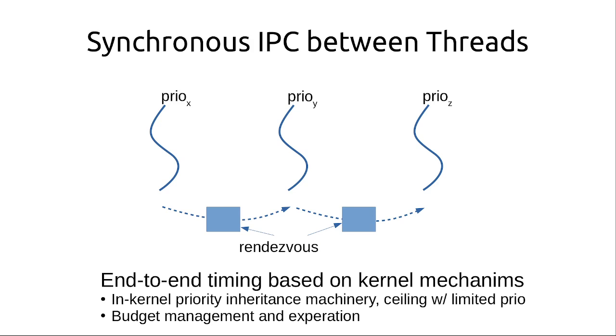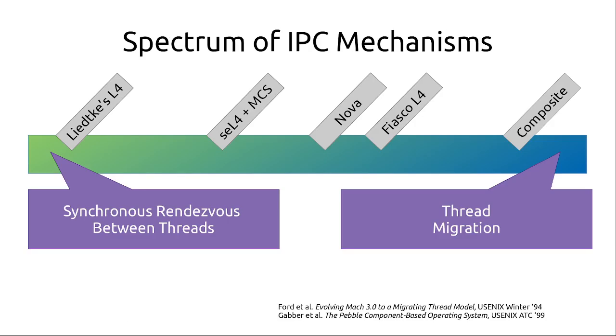So what's interesting is we looked at this and we started to see that if you look at history, we see on the far left this notion of synchronous rendezvous between threads as being the primary and only way to coordinate within the system. And this was, back in 93, 95, a lot of Liedtke's original L4. And since then, we've been moving more and more to the right towards this notion of what's called thread migration. And this is simply the idea that you want some notion of that execution that started on the client on the left to go with the IPC, to go with the invocations as it percolates through the components.